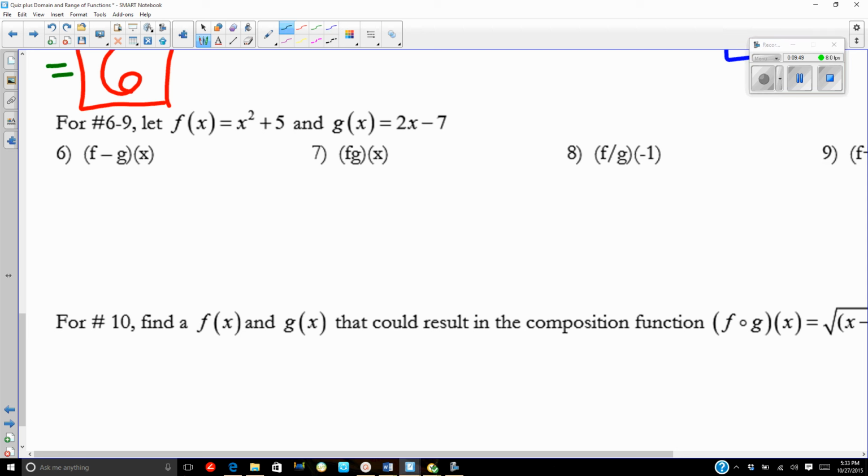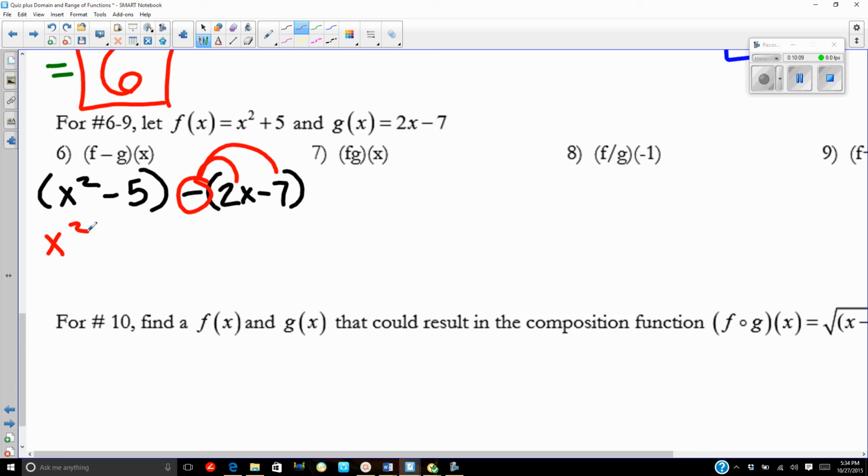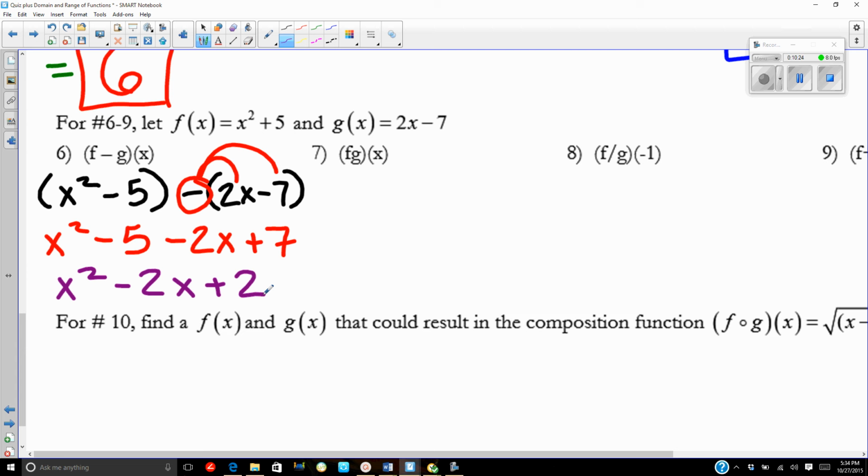All right, 6 through 9, again, it's just basic arithmetic, so just be careful, show your work. Number 6, we are subtracting the two functions. So it's going to be x squared minus 5 minus 2x minus 7. So this negative sign is being distributed into the second parenthesis. So this is going to be x squared minus 5 minus 2x plus 7. Combine your like terms. There's your answer. x squared minus 2x plus 2. Because that's a negative 5 and a positive 7, which gives us positive 2.